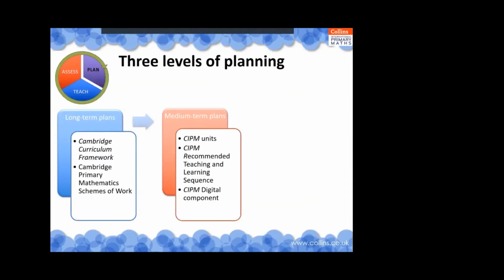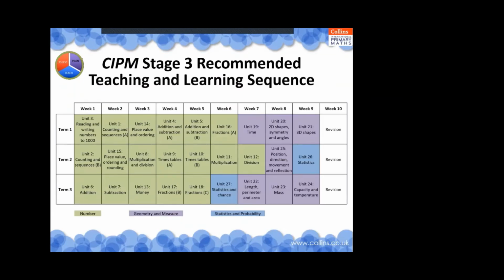Also, as part of the medium-term plans, Collins International Primary Maths includes a recommended teaching and learning sequence for the 27 units. By using the Collins digital component, Teachers Resource Plus, these plans can be easily adapted to meet the specific needs of individual schools and teachers, as well as learners' needs. This example shows the recommended teaching and learning sequence for Stage 3.